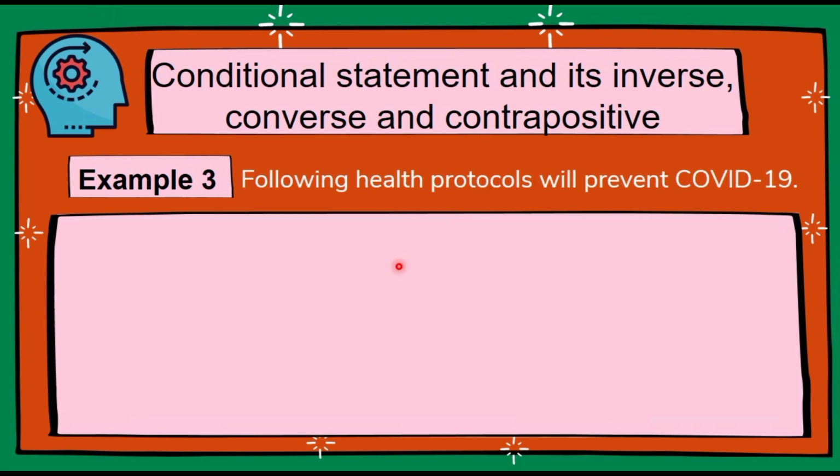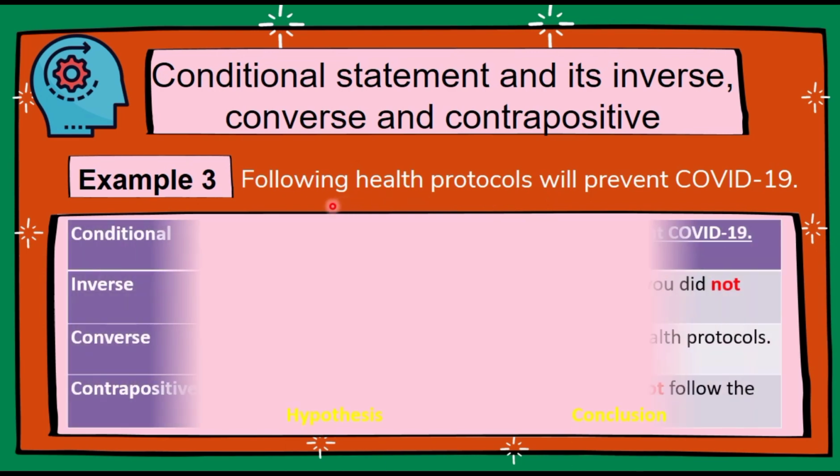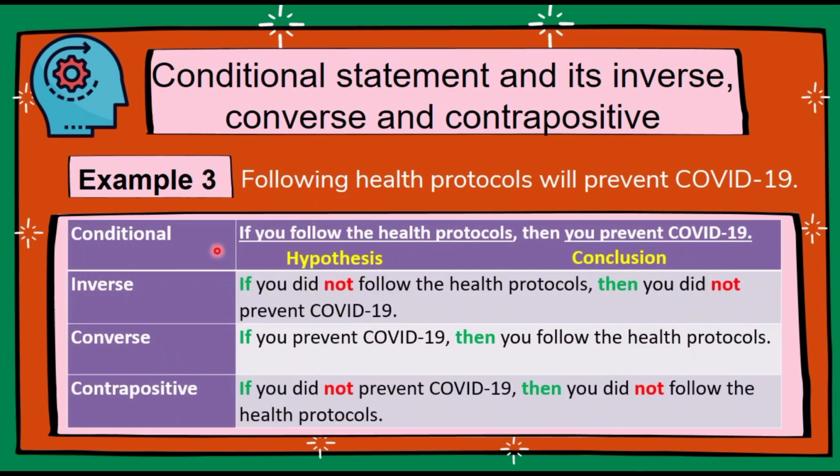Example number 3. Following health protocols will prevent COVID-19. It is truly important to follow health protocols issued by IATF to prevent COVID-19. We should ensure safety of all by observing social distancing and proper hygiene. So how can we convert this conditional statement into other forms of conditional statement? Okay, look at the table. Conditional statement. If you follow the health protocols, then you prevent COVID-19.